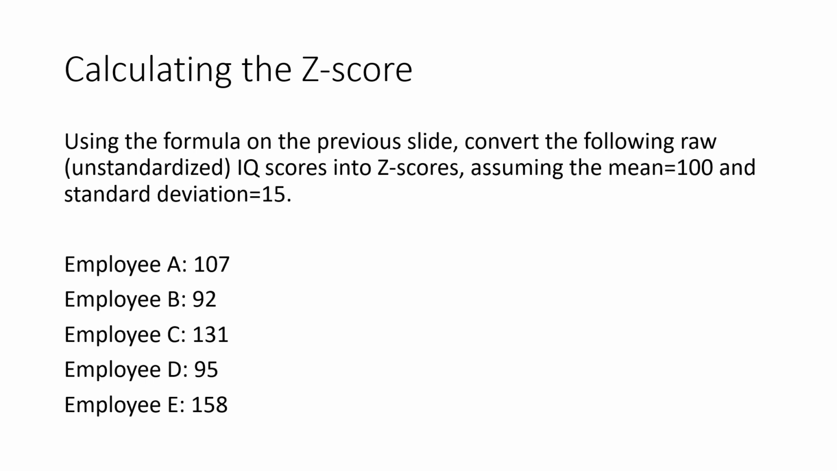And lastly, we have a really high IQ score. This is 158. So to calculate the z-score, we take 158 minus 100 divided by 15, and we get a z of 3.87. So this is almost 4 standard deviations. Very, very high. 4 standard deviations almost above the mean of 100. So hopefully that gives you a sense of not only how to calculate a z-score, but also how to interpret them.